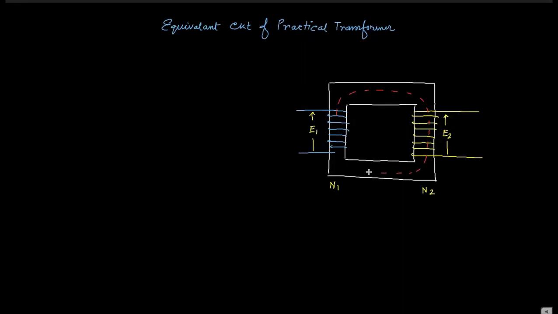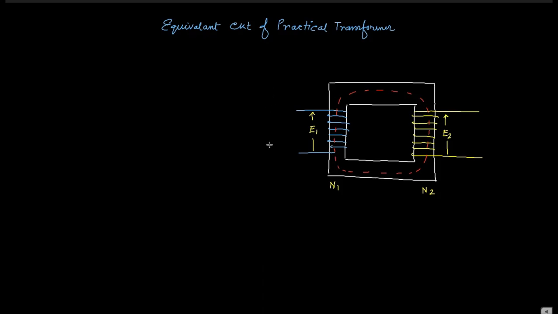And when E2 is induced, if the secondary side is closed, that is, it is a loaded condition, then E2 is induced due to the mutual inductance, and E1 is induced due to the self inductance.